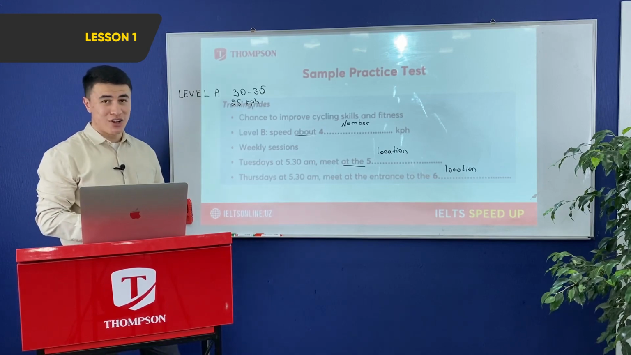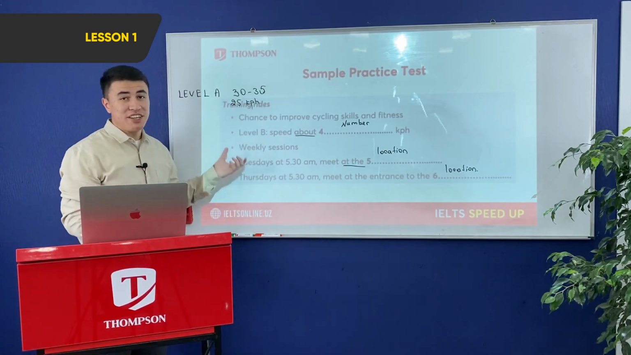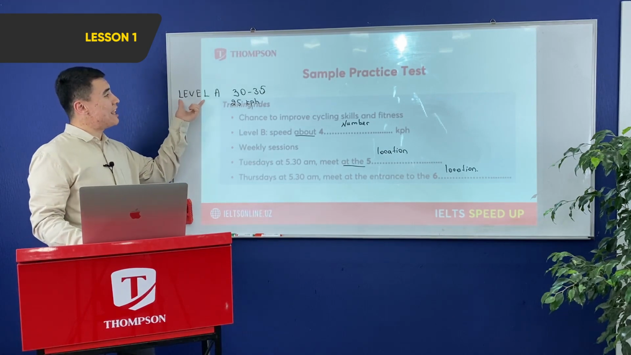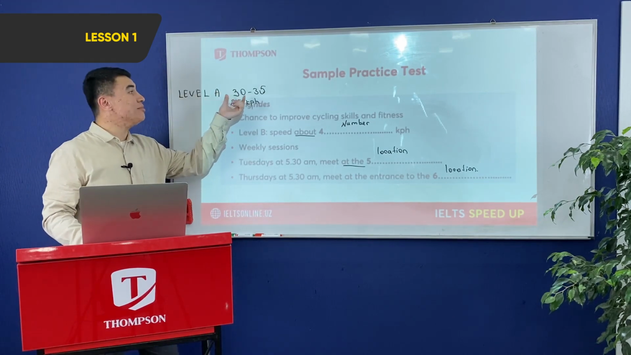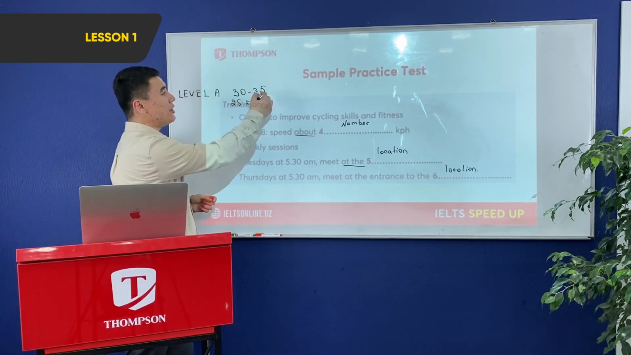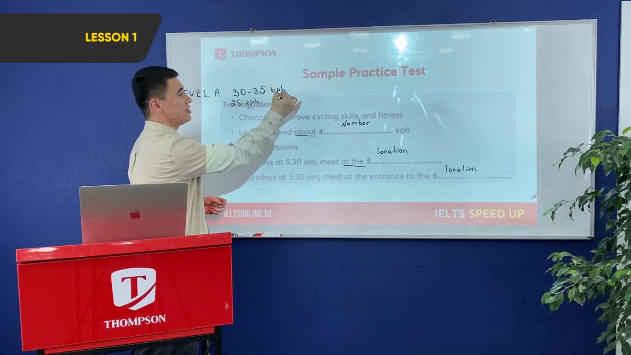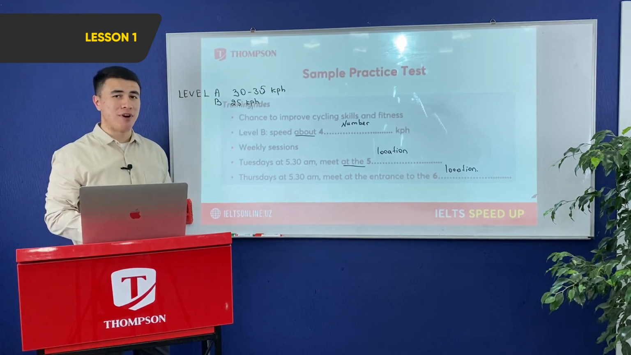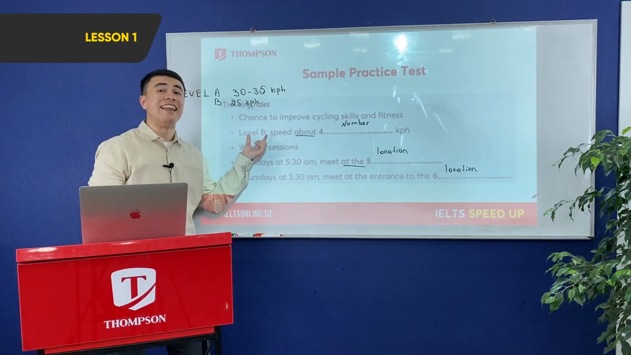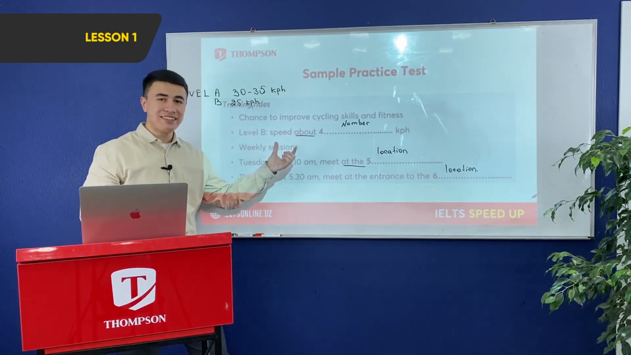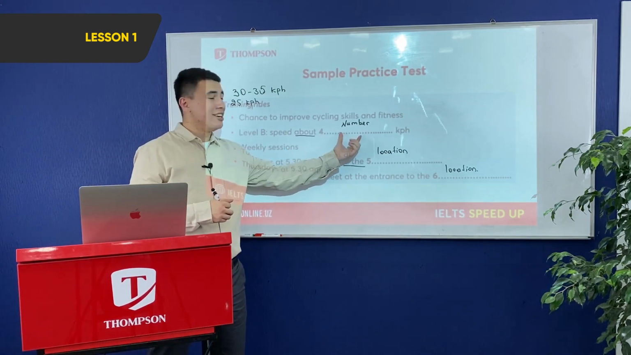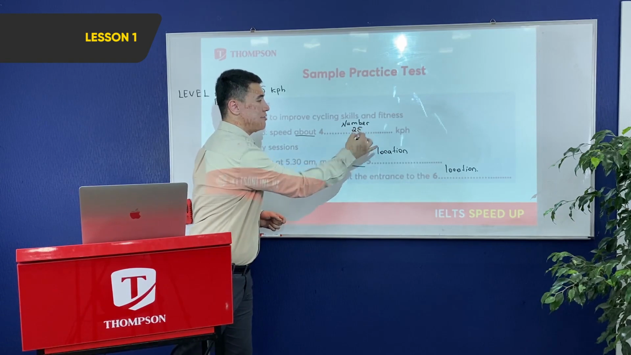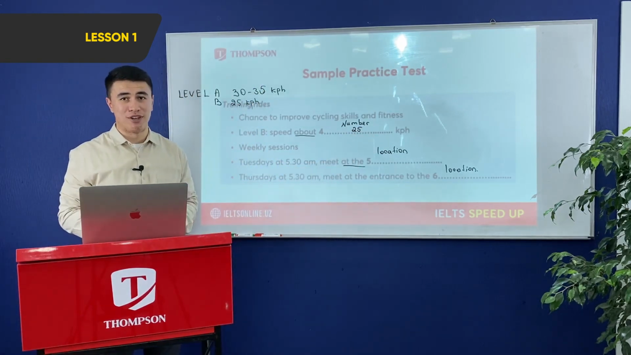So, as you heard in the audio, speaker mentions they have different levels, and for level A, they should be able to make 30 or 35 kilometers per hour, and for level B, 25 kilometers. And in our question, you're asked a number for level B, so it's going to be 25 kilometers per hour.